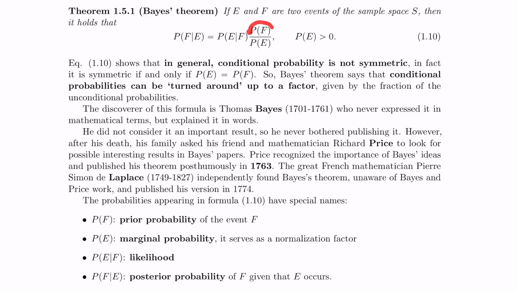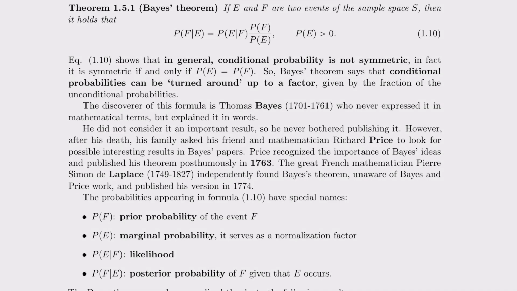In fact, we have this factor here, which is 1 if and only if the probability of the event E is equal to the probability of the event F. In that case, we can erase this factor and we have perfect symmetry between the two conditional probabilities. If you are interested, here you can read a little bit of history regarding Bayes' theorem.